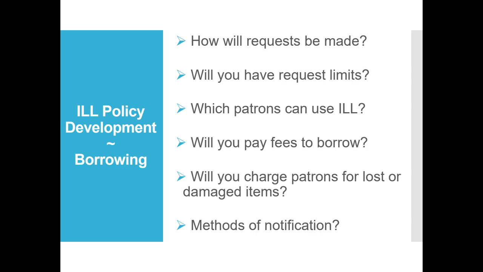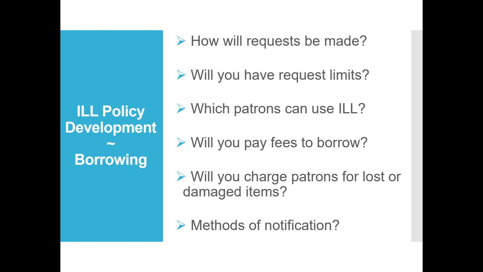So there are a lot of questions that need to be answered in a policy. When you're borrowing items, some of the questions you might consider addressing in a policy would be how are you going to make requests? Are you going to accept requests from your patrons online? Are you going to create an online form? Can they call in a request by phone? Can they email you a request? Will you have request limits? So the number of items that a patron can request in a month, for example.